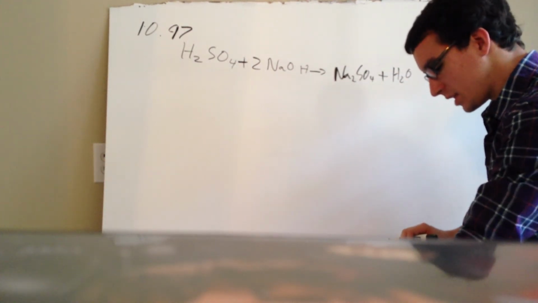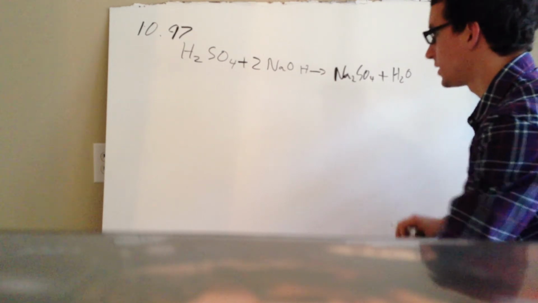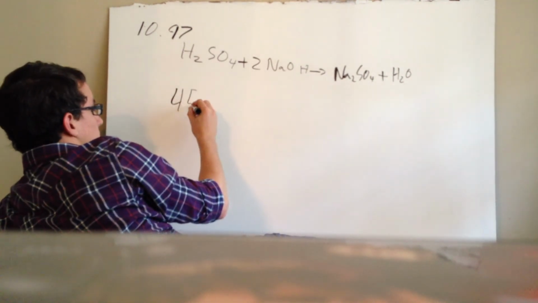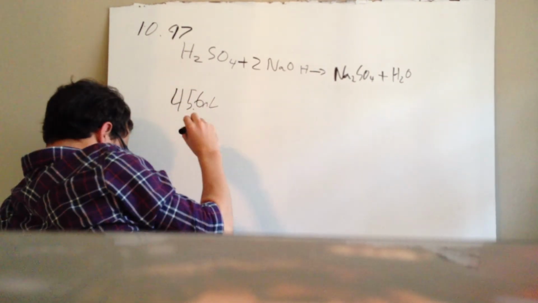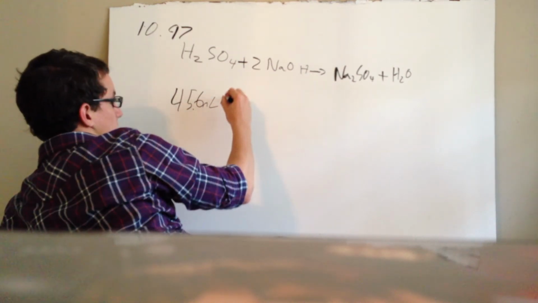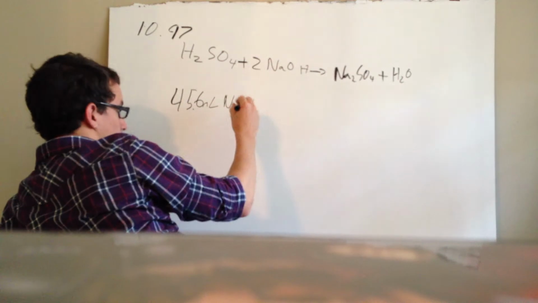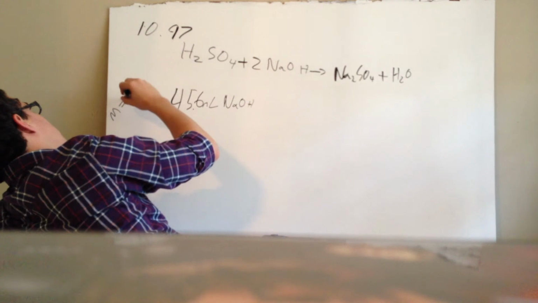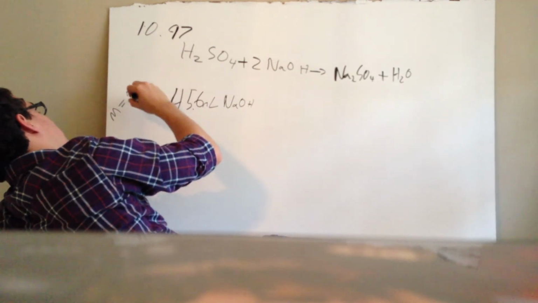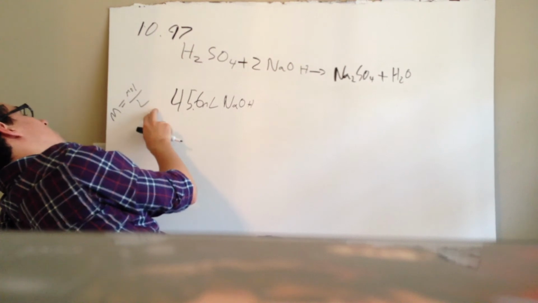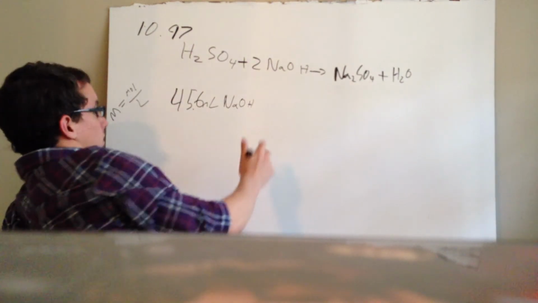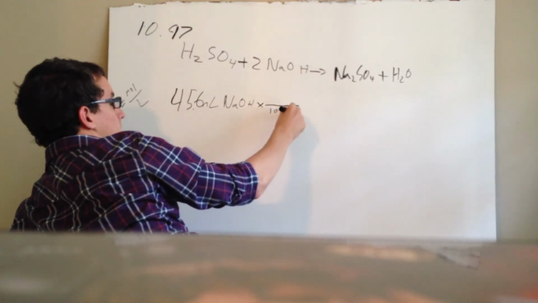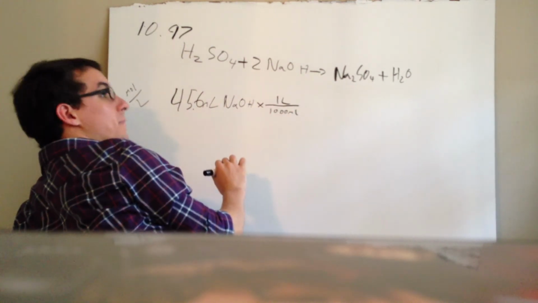Alright, so let's start with what we're given, and that's 45.6 milliliters of NaOH. Now we need to convert these milliliters into liters because we're going to be using molarity a lot. Molarity is moles per liter, FYI. That's the definition of molarity, so know that. So we convert to liters: 1,000 milliliters on the bottom, to let the milliliters cancel.